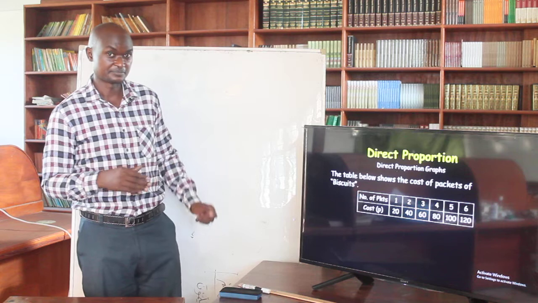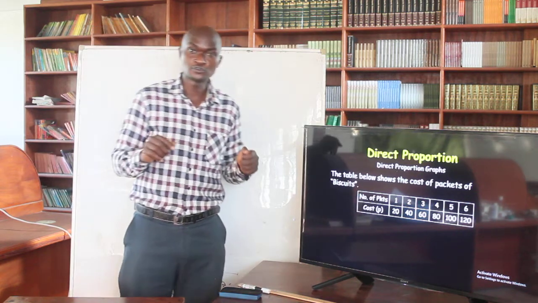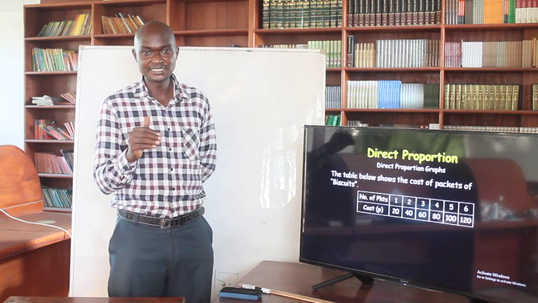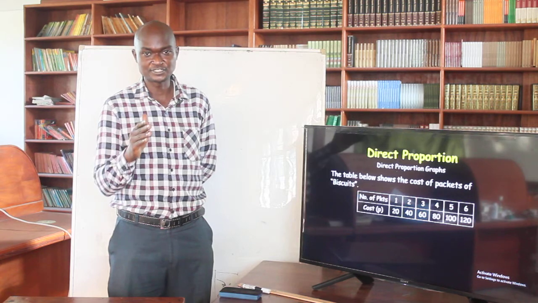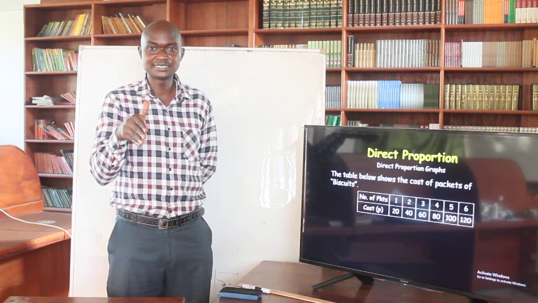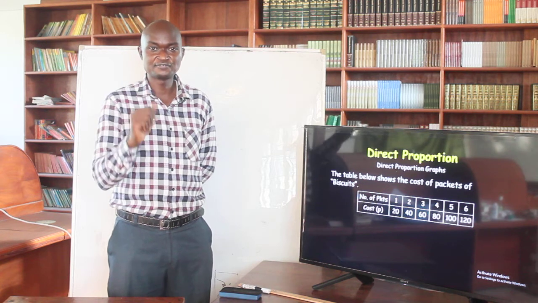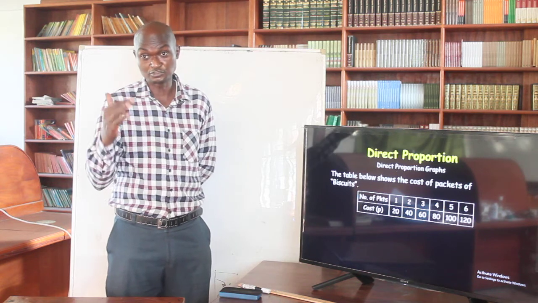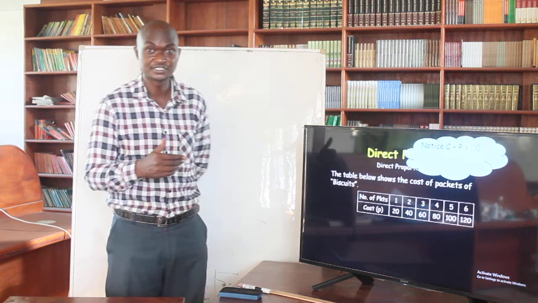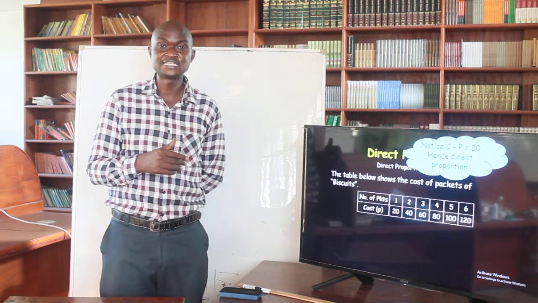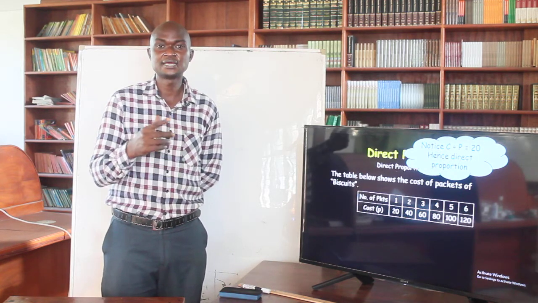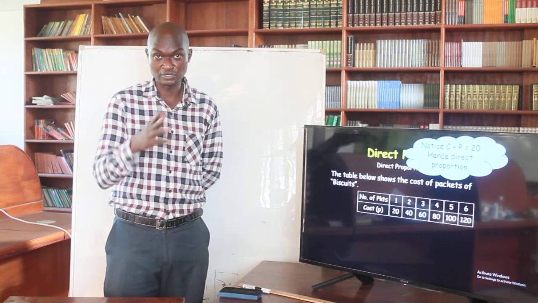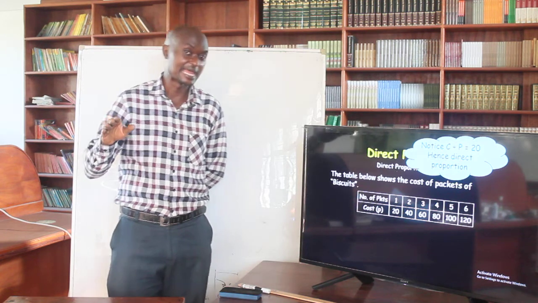Now, let's look at this question here. The table below shows the cost of packets of biscuits. One packet costs 20 pence, 2 packets cost 40 pence, 3 packets cost 60, 4 cost 80, 5 cost 100 pence, and 6 packets of biscuits cost 120 pence, about 1.20 pounds. Now notice that if we divide C by P, cost divided by packets, our answer is 20. That's the case of direct proportion when you're dividing. When you're multiplying, it will be indirect.